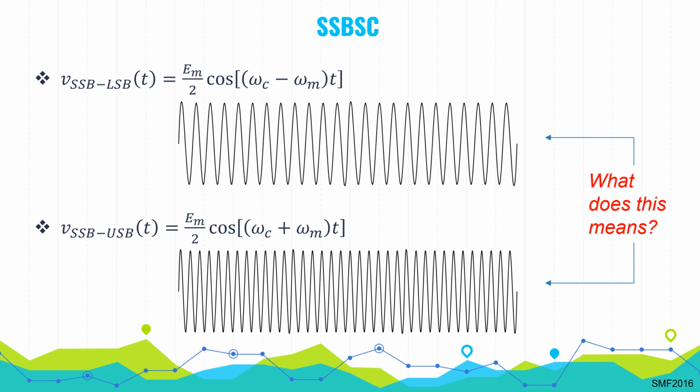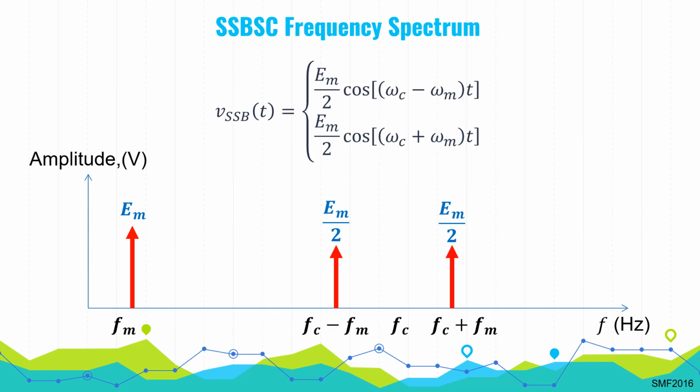What does this mean? In SSBSC, only one sideband is transmitted, which significantly reduces the bandwidth required for transmission. This makes SSBSC more efficient than DSBSC, where both sidebands are transmitted. However, SSBSC requires more complex circuitry. Now let's look at the frequency spectrum of the SSBSC signal.